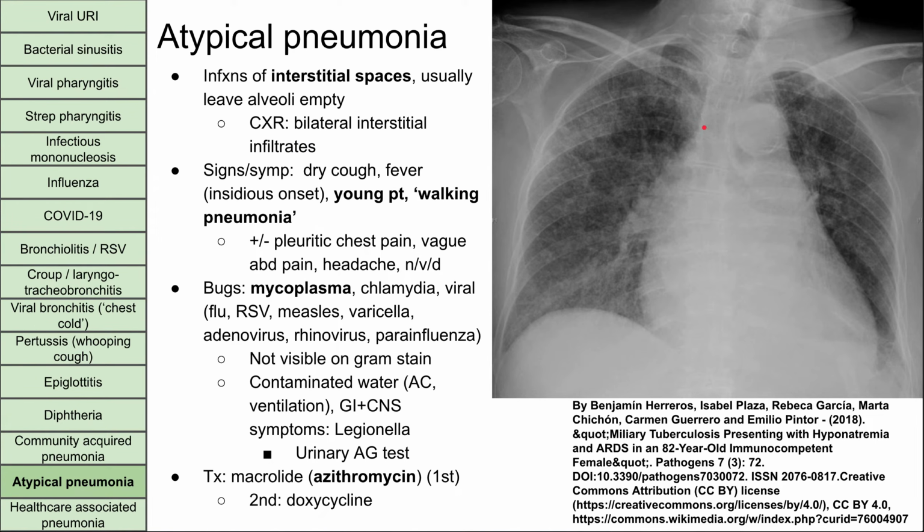So it'll look more like what you see here. And this is a pretty bad case of it. There are a lot of people that show up with atypical pneumonia, and it doesn't look nearly this bad. The lungs almost look clear.